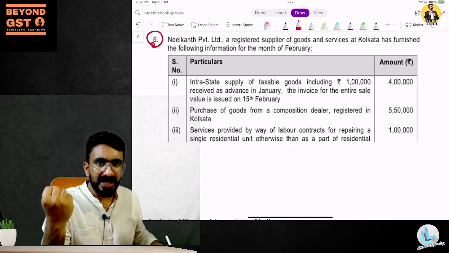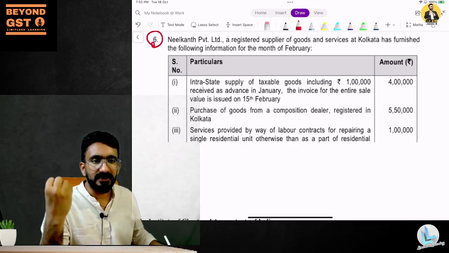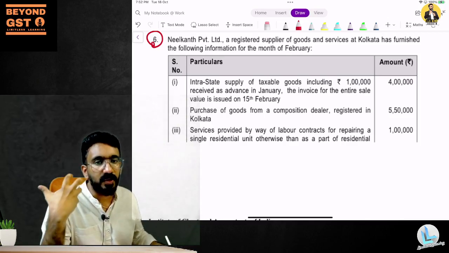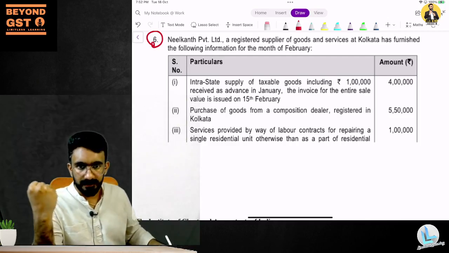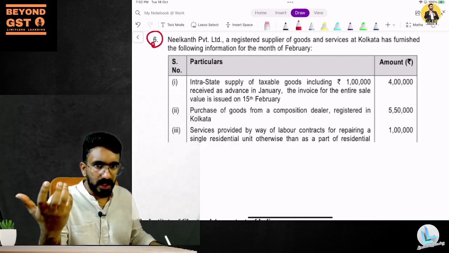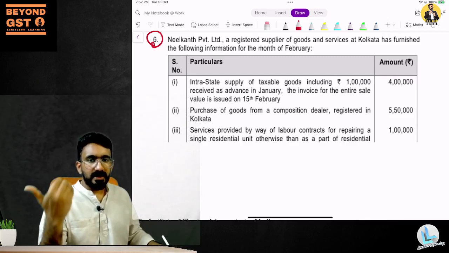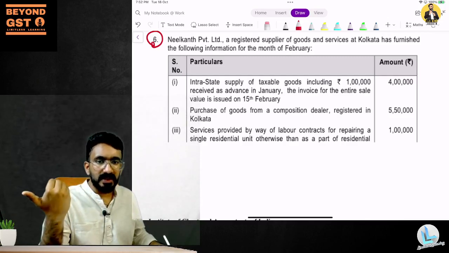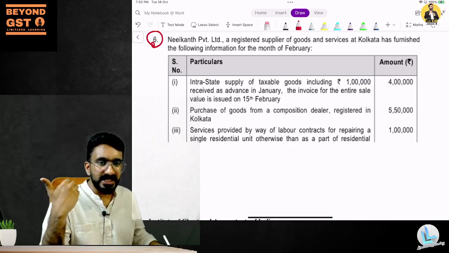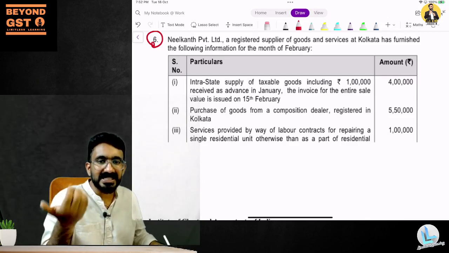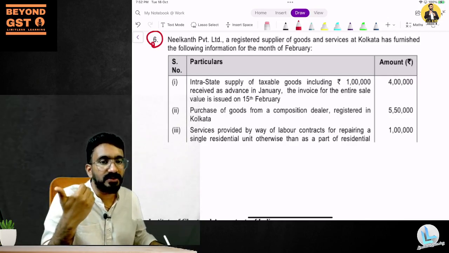Neelakant Private Limited, a registered supplier of goods and services at Kolkata, has furnished the following information for the month of February. Serial number 1: Intrastate supply of taxable goods including 1 lakh received as advances in January. The invoice for the entire sale value is issued on 15th of February.